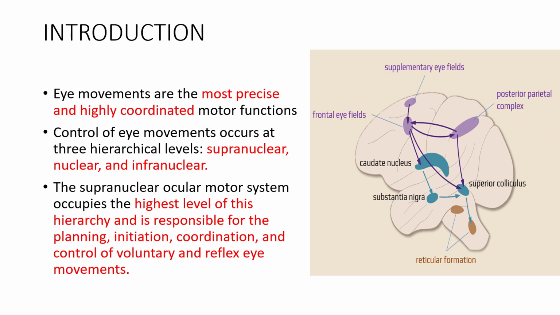Introduction. Eye movements are the most precise and highly coordinated motor functions. Control of eye movement occurs at three hierarchical levels: supranuclear, nuclear, infranuclear. The supranuclear ocular motor system occupies the highest level of this hierarchy and is responsible for the planning, initiation, coordination, and control of voluntary and reflex eye movement.